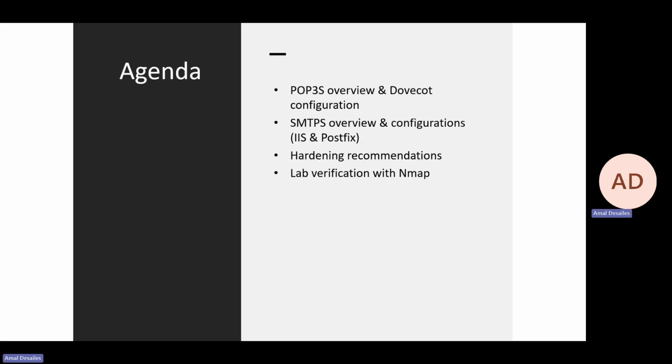As I already said, I will introduce POP3S and show how to configure it with Dovecot in Linux. Next, I will explain SMTPS and how to configure it using both IIS in Windows and Postfix in Linux. For both protocols, I will go over hardening recommendations that secure them against common threats. Finally, I will cover how we verify in our labs using Nmap to check that the ports are open and secure.